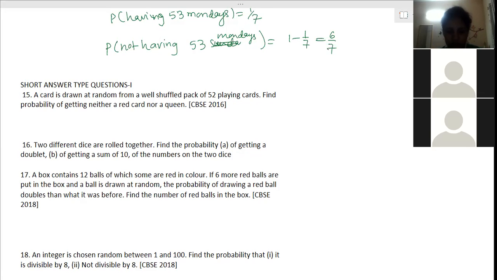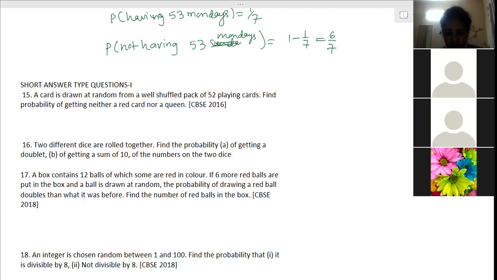What's the first answer? What's the answer you got? Ma'am, I got 4 by 13, no, I got 2 by 11... I got 11 by 26. How have you calculated it? Ma'am, 6 by 13.